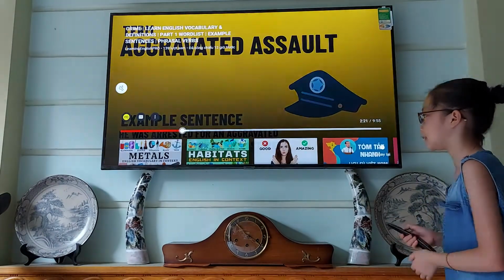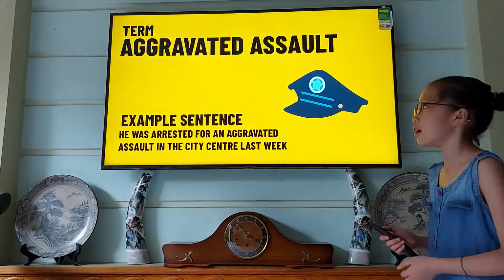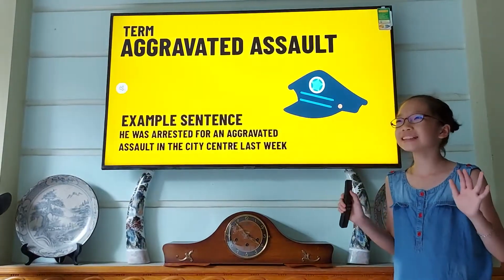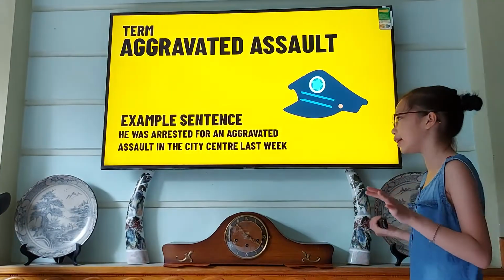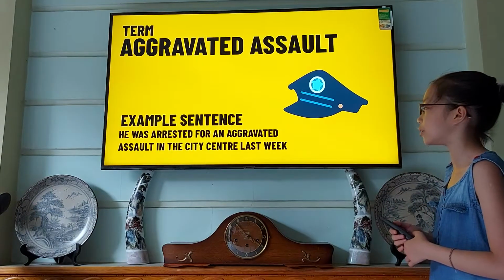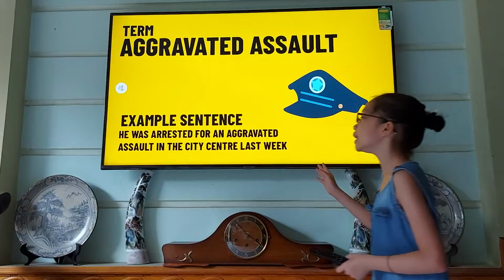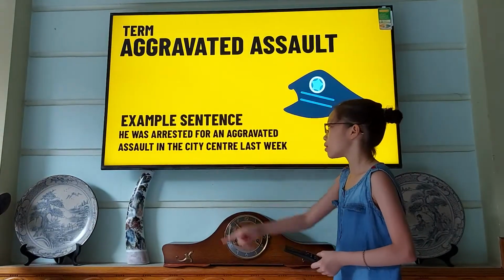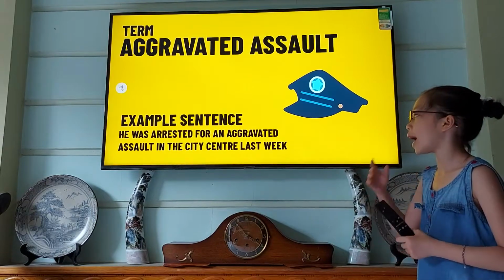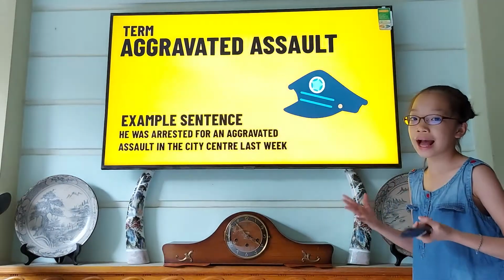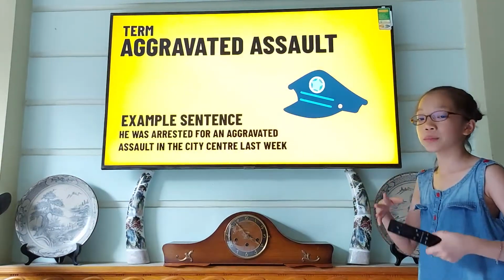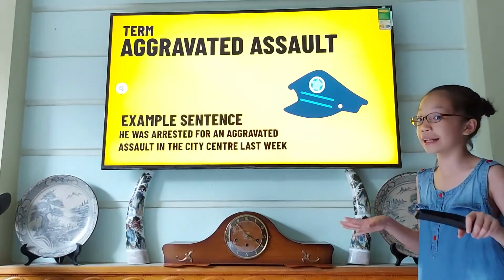We have an example sentence to make things clearer. If we look at the definition of aggravated assault, it's a little hard, but here: he was arrested for an aggravated assault in the city center last week. Here we see another word, arrested. He did something wrong, he did an aggravated assault, so he has to go to the police station. The police arrested him and took him to the police station to make things right again.